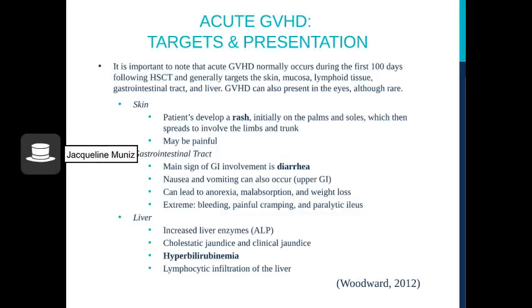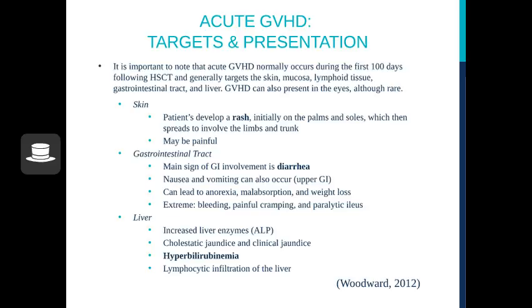It is important to note that acute GVHD normally occurs during the first 100 days following hematopoietic stem cell transplant and generally targets the skin, mucosa, lymphoid tissue, gastrointestinal tract, and liver. GVHD can also present in the eyes, although rare. In relation to this case study, I will discuss the skin, GI tract, and liver.